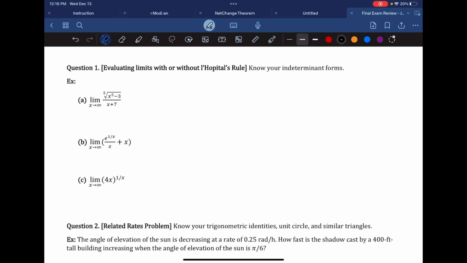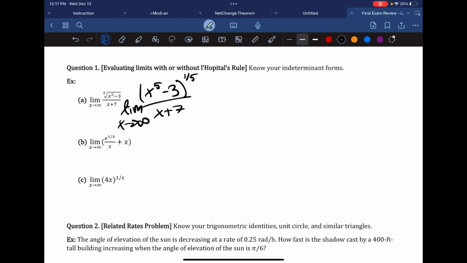All right, so we're going to go over this exam practice now. So the first thing that we're going to want to do is rewrite this fifth root as a 1/5 power. So it's going to be (x^5 - 3) all to the 1/5 power, and then over x plus 7. And then we're talking about the limit as x approaches infinity.